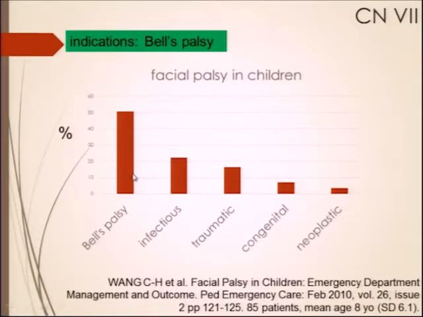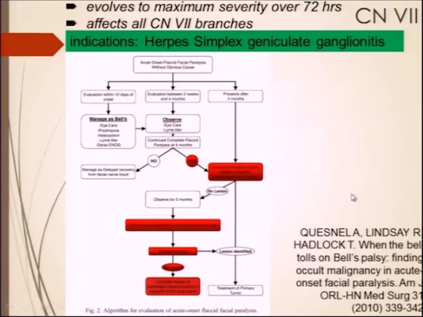So for facial nerve palsy in children, most cases are Bell's palsy, but there can be infectious, traumatic, congenital, and neoplastic causes as well, for which the patients will come to us for imaging. So when do we image the nerve? When do you image a nerve?